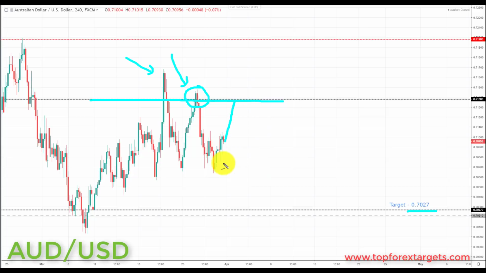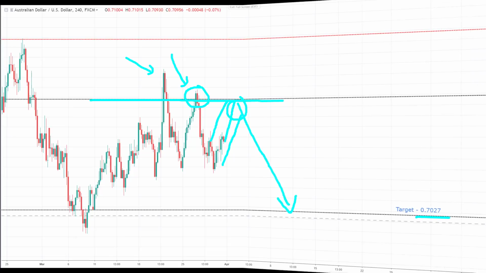But if we can get a pullback, any pullback in this area, and especially another retest of the 0.7138, this is going to give us another opportunity to start to look for bearish formations and patterns once again. And we're going to be looking at initiating shorts down towards the target highlighted in last week's video, and the next key of support to the downside at the 0.7027.